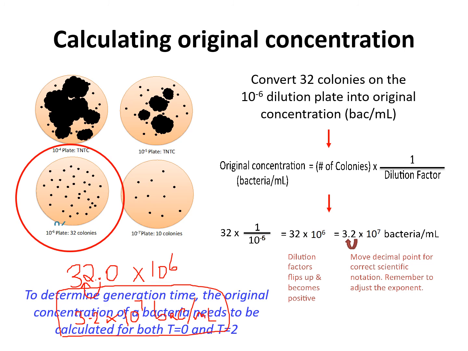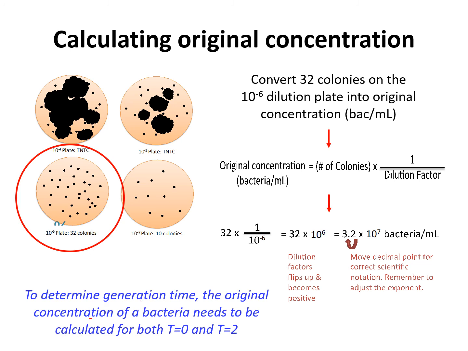Now, after you've calculated your original concentration, another thing that you want to go ahead and figure out is what we refer to as the generation time, meaning how much time did it take my bacteria to reproduce? So remember what we do? We do the serial dilution twice.